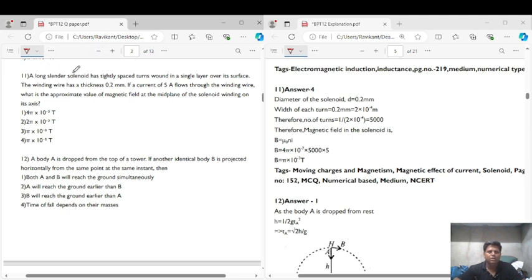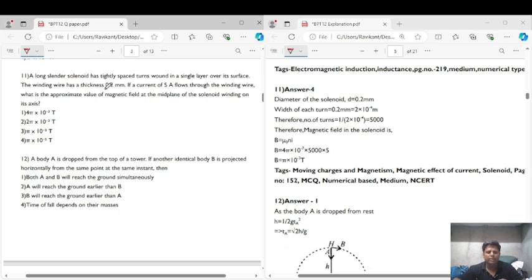A long cylindrical solenoid has tightly spaced turns wound in a single layer over its surface. The winding wire has a thickness of 0.2 millimeters. If a current of 5 ampere flows through the winding wire, what is the approximate value of the magnetic field at the mid plane of the solenoid winding on the axis?